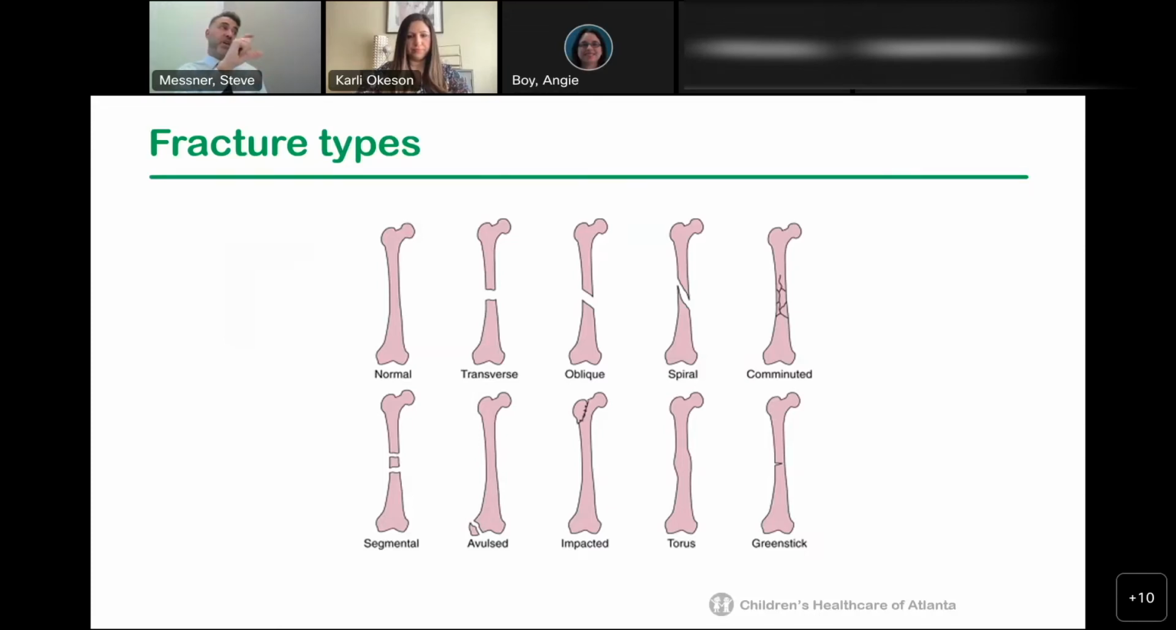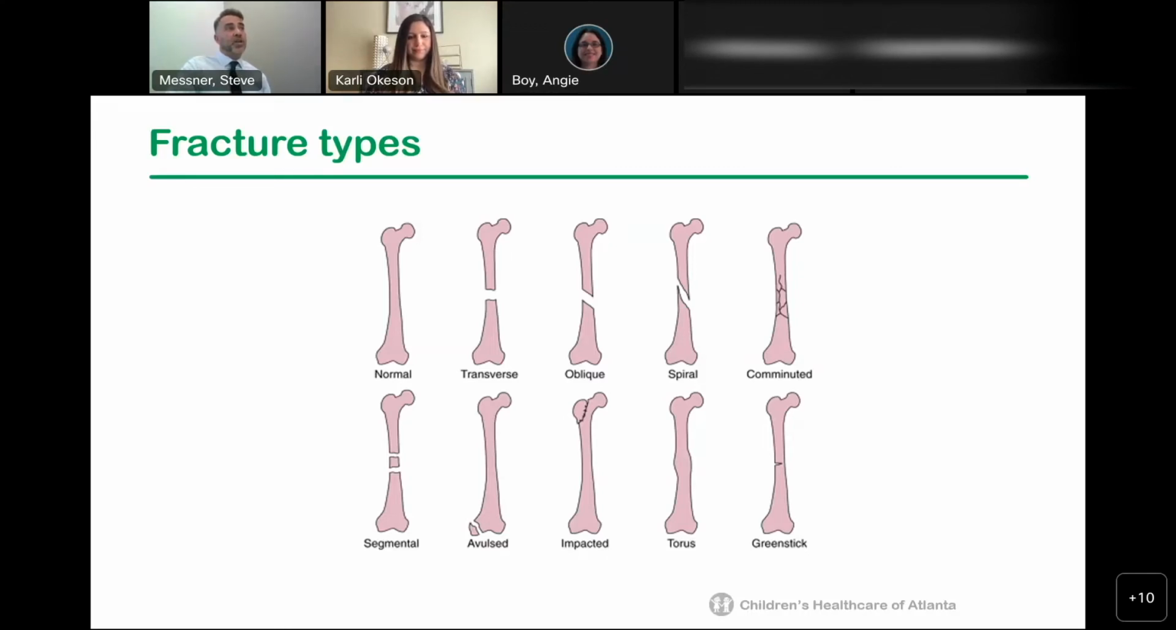Same thing if the bone is broken into a couple of pieces, that's what we call segmental. If it's pulled off, that's an avulsed fracture. If it's impacted, that's indicative of a compressive force. Now, these last two are only seen in pediatric bones.